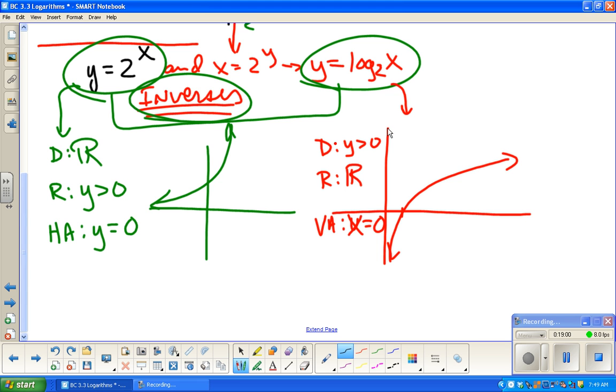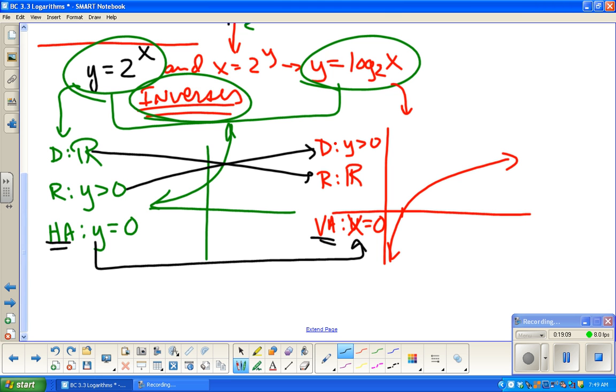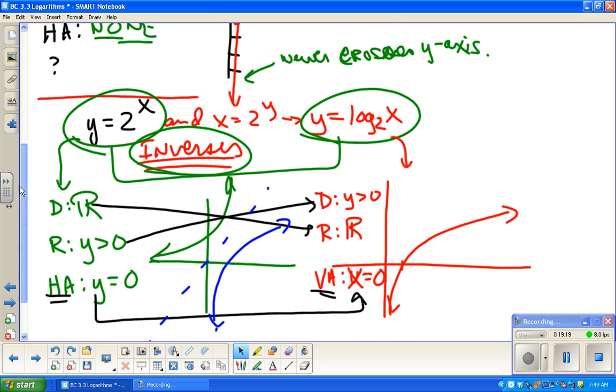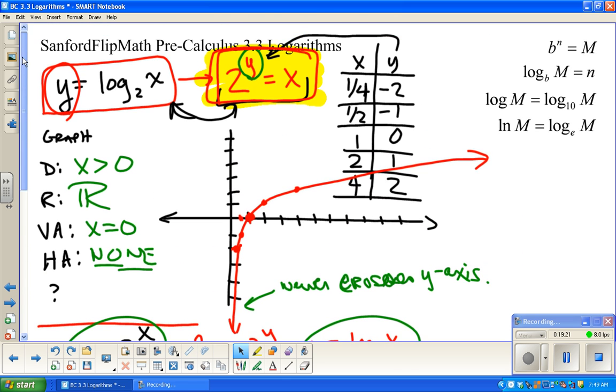Okay, so notice that all of the x and y stuff switched. What used to be horizontal is now vertical, and that y changed to an x. Okay, here's that reflection over the line y equals x. The graph looks like that. So I just need you to see that connection: logarithms and exponentials are inverses of each other.